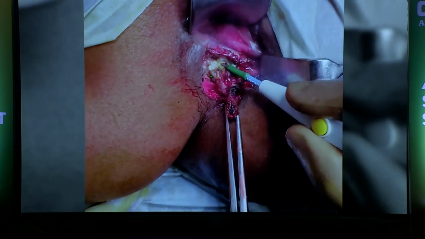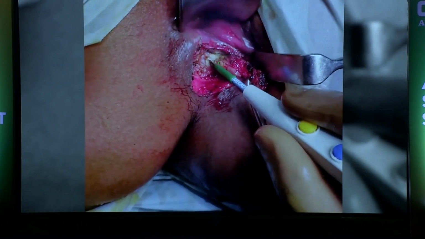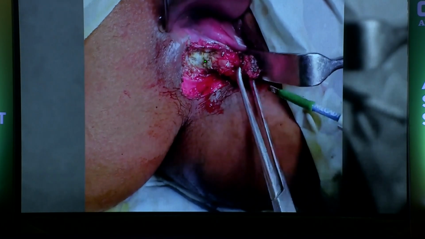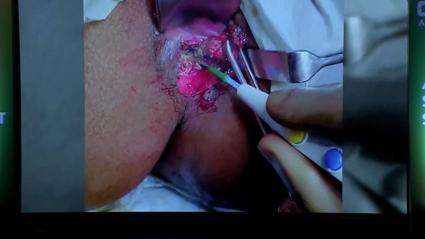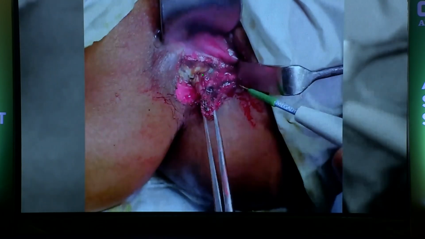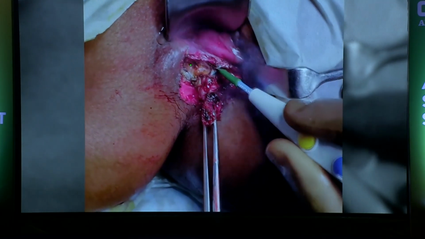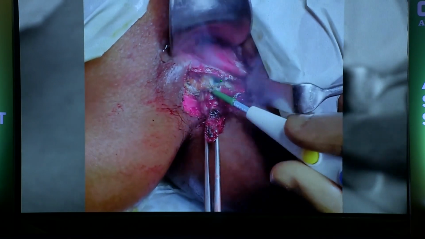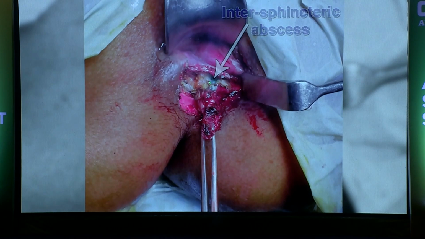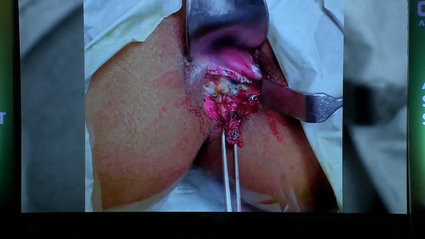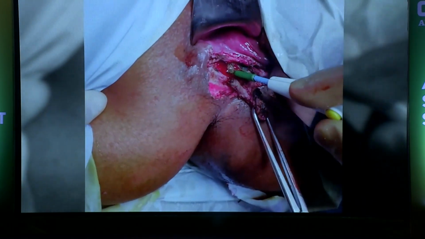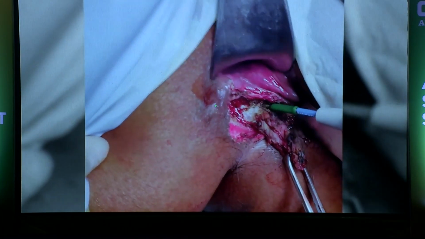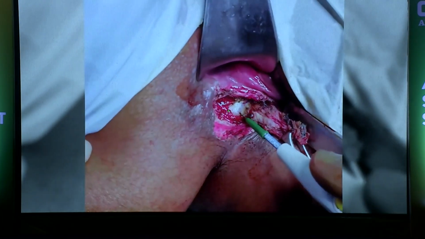Okay. So now I'm in the intersphincteric space on this side. That's on the right side, right intersphincteric space. You can see the deep part of the external sphincter is here. And this is the internal sphincter here, somewhere here. I'm doing an intersphincteric dissection now, and there was an intersphincteric abscess also here in the midline, which I will also excise along with the specimen. So you can see that dissection now.